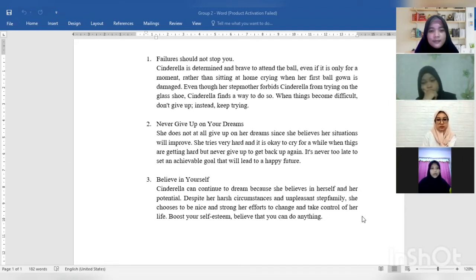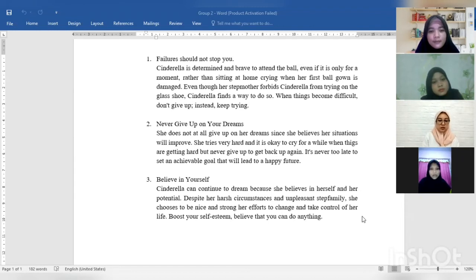Okay, the second one is never give up on your dreams. She does not at all give up on her dreams, since she believes her situation will improve. She tries very hard, and it is okay to cry for a while when things are getting hard, but never give up, get back up again. It's never too late to set an achievable goal that will lead to a happy future.